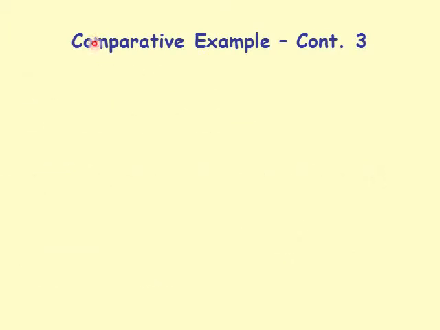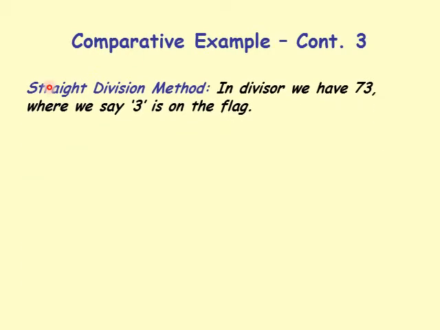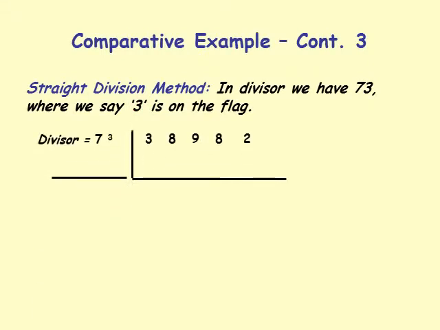Let's continue with our comparative example. Now we do the straight division method. The divisor is 73, where we say 3 is on the flag. We use the left digit for division, and the 3 we put away for a while, on the flag. First, the setup of the problem: 38982 is the dividend and 73 is the divisor.